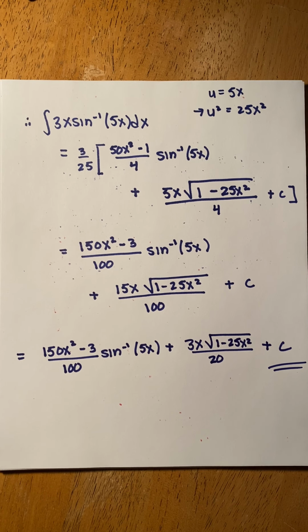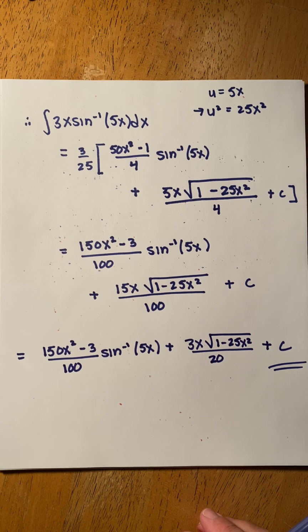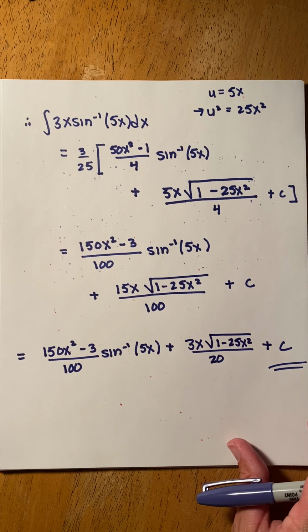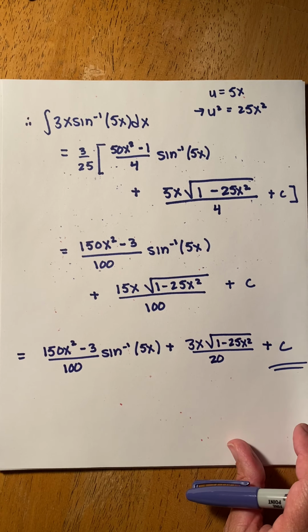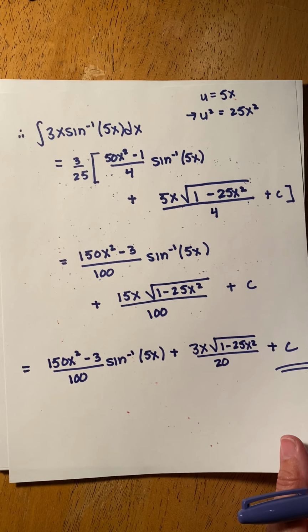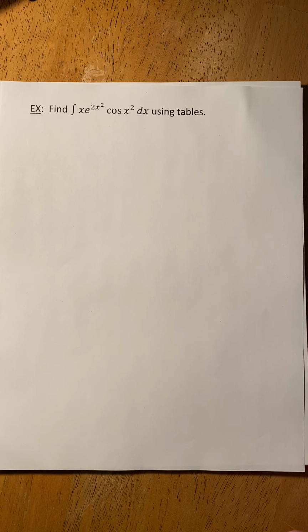Let's do one more. Let's do x e to the 2x squared cosine x squared using tables. Again, you're allowed to use tables if the problem says to use tables. Otherwise, the expectation is you're going to come up with the method on your own.